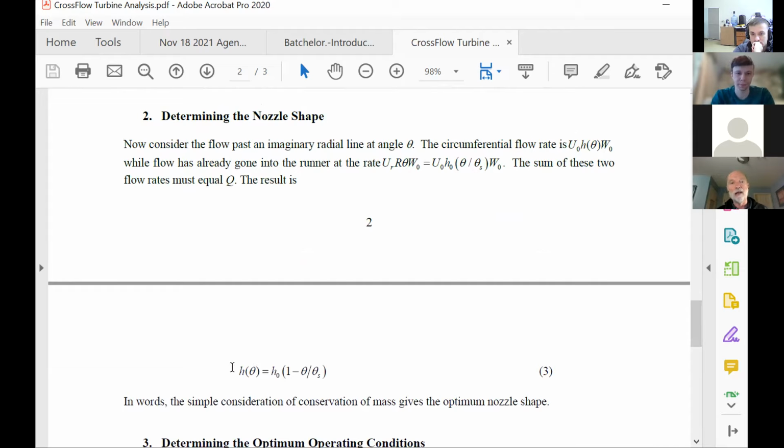What you see there is the equation for the shape of the nozzle. So we've done a major part of the design of this turbine simply by considering the conservation of mass of the flow in the nozzle.